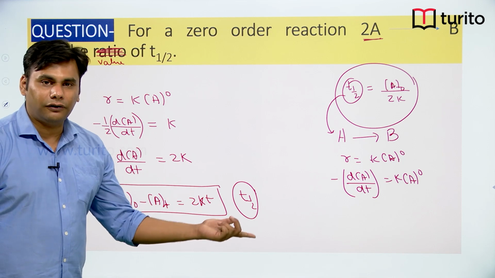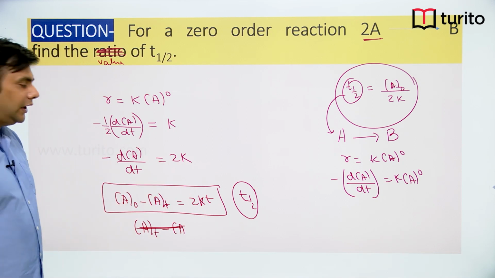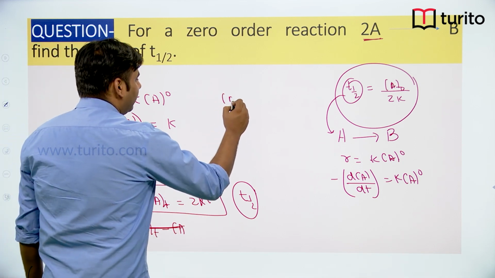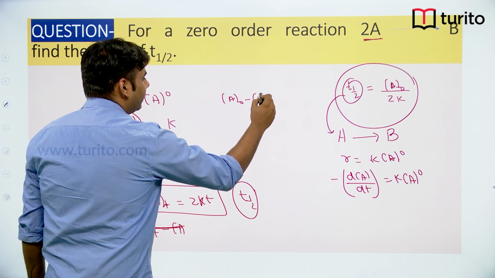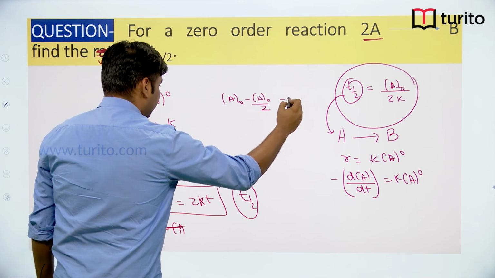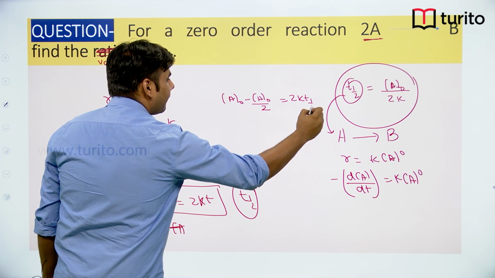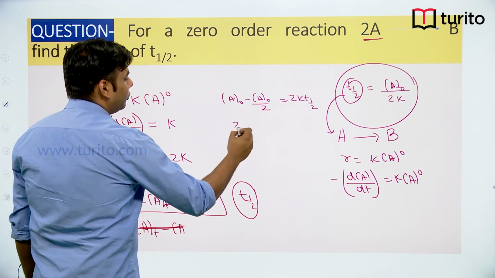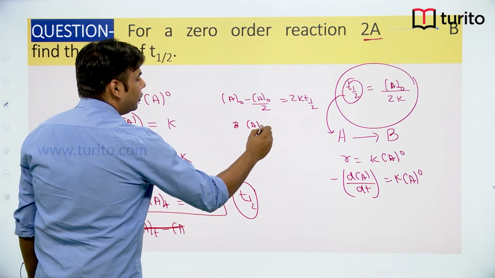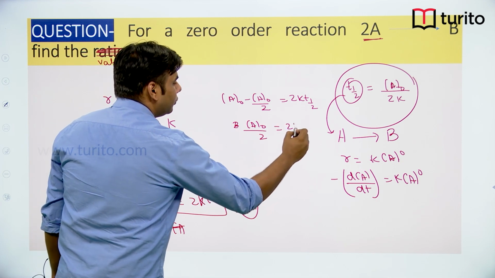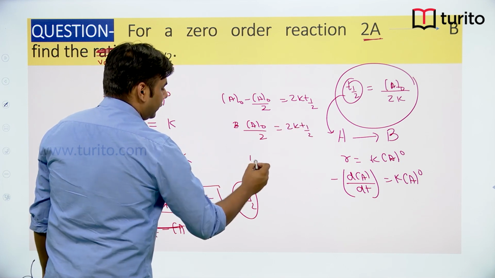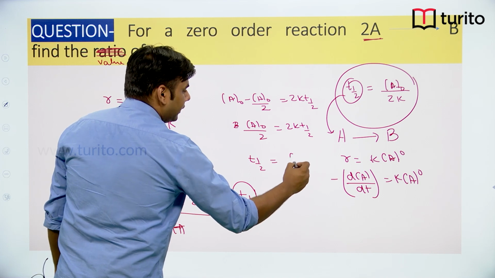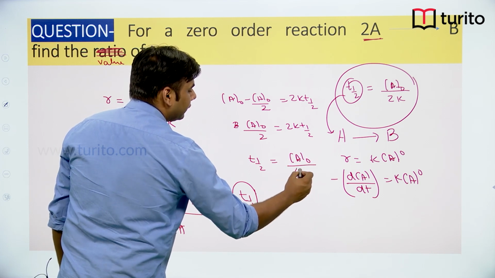that it is the time when half of the A has reacted. So half of the A remains in the solution. So A naught minus AT would become A naught by 2. So this is equal to 2K T half. Okay, so this will become A naught by 2 equals 2K into T half. So T half of this reaction would be A naught by 4K.